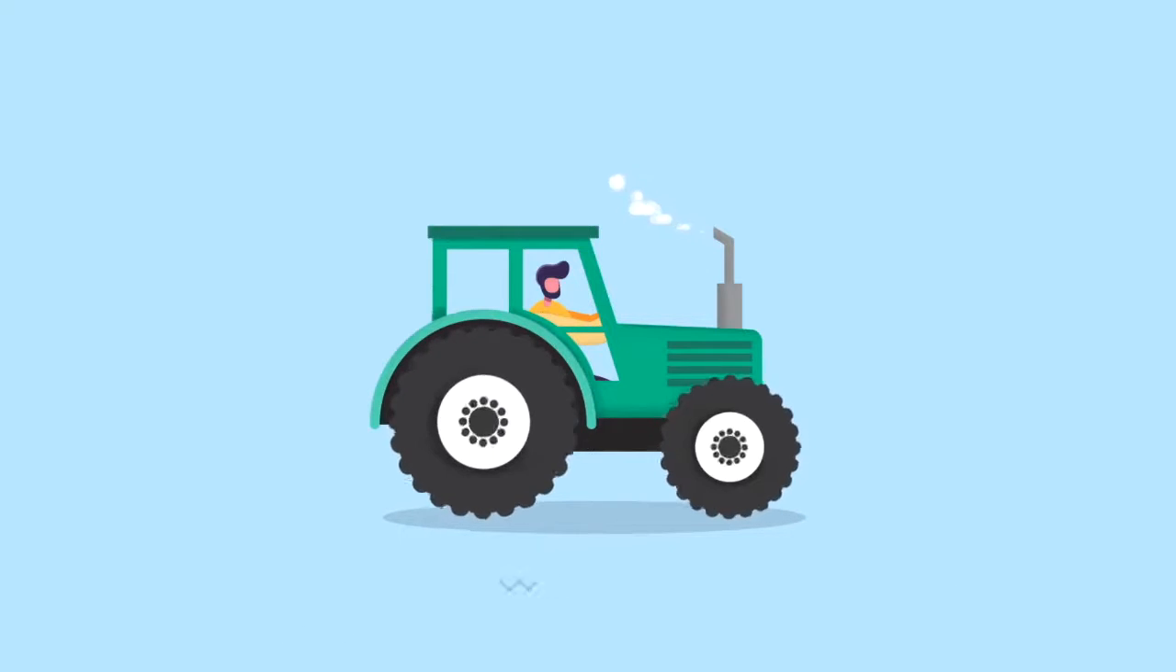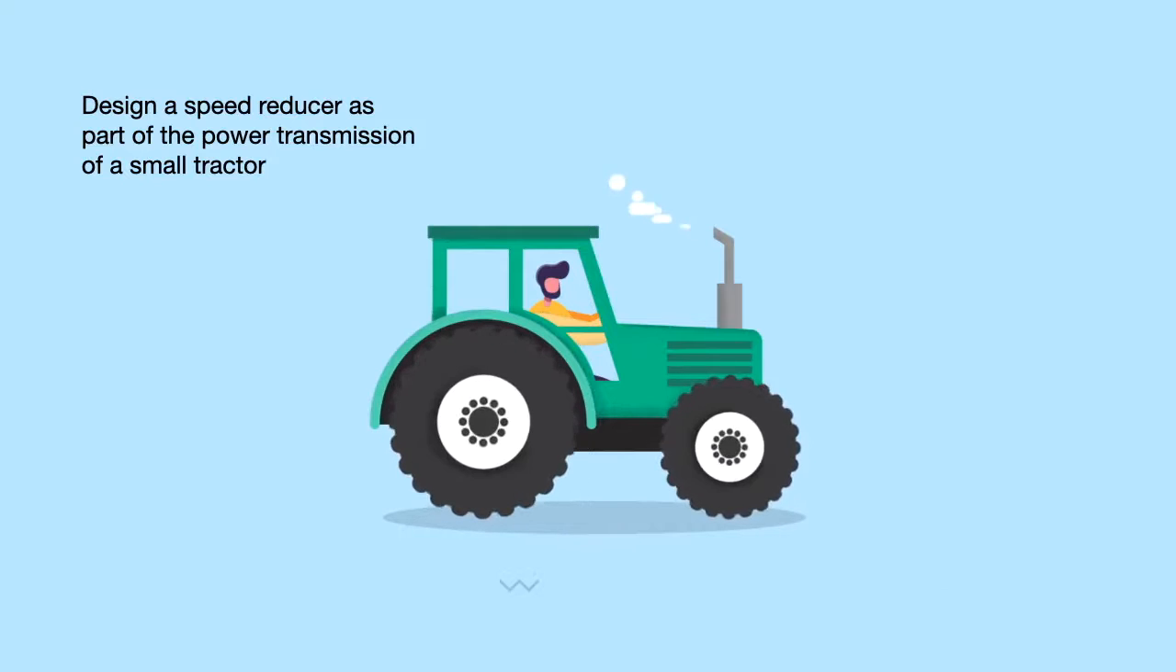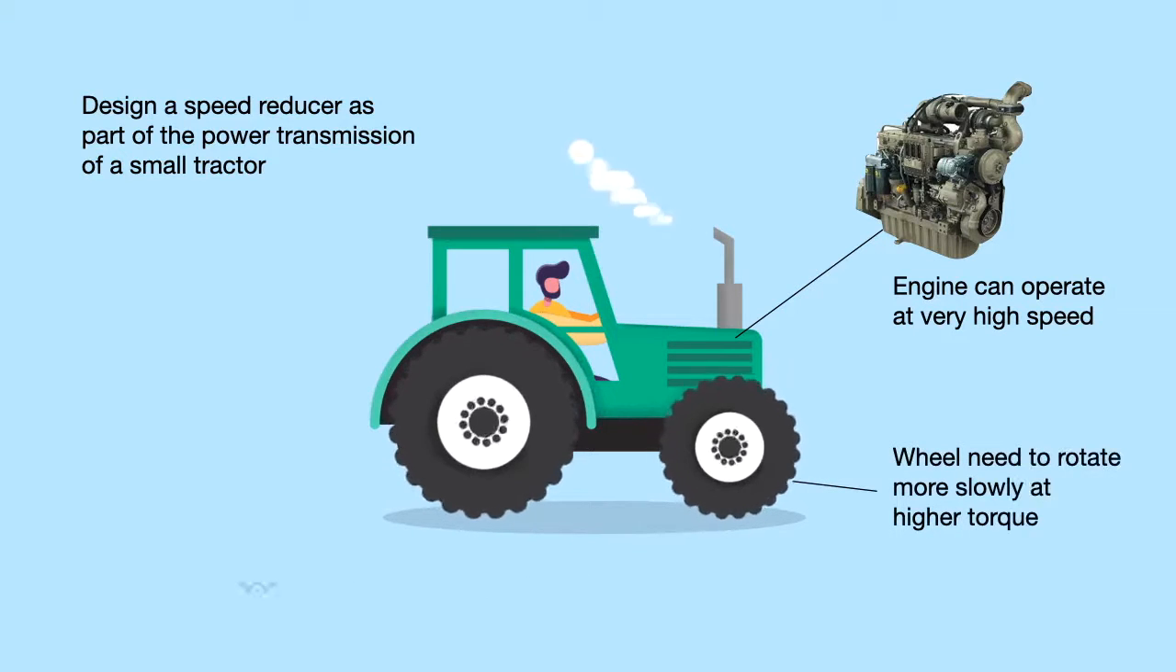Okay, let's look at an example. In this example, you are required to design a speed reducer as part of the power transmission of a small tractor. Basically, the engine of the tractor can operate at a very high speed. But because the tractor is quite heavy, you need to make sure that the wheel rotates more slowly but at a higher torque, because more work is needed to, let's say, move the tractor. So in order to do that, you have to design a speed reducer.